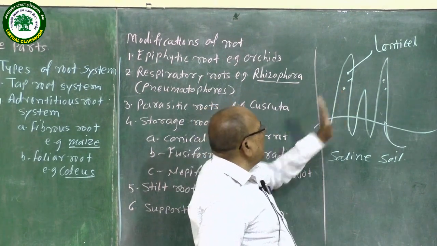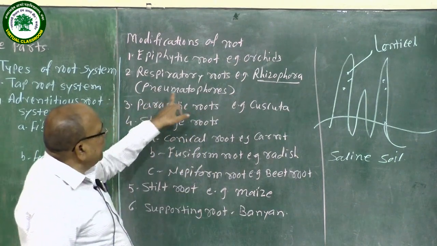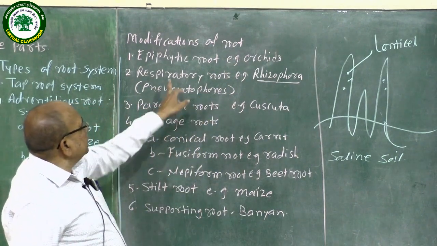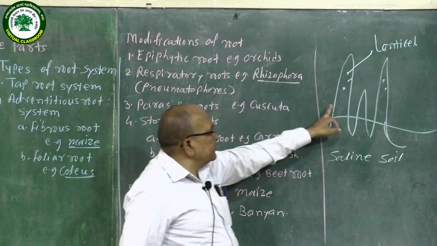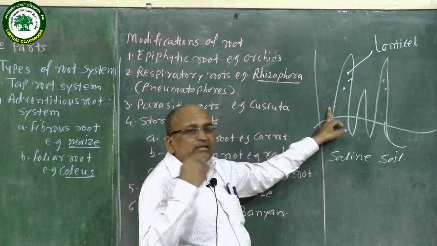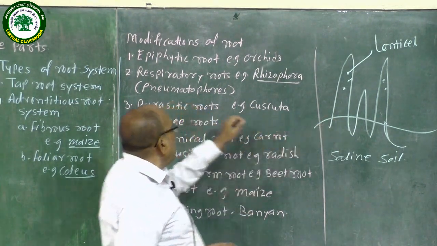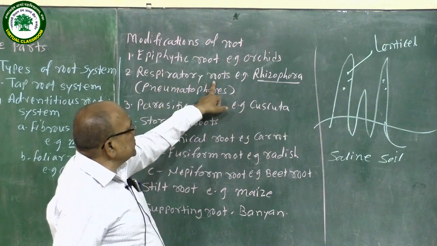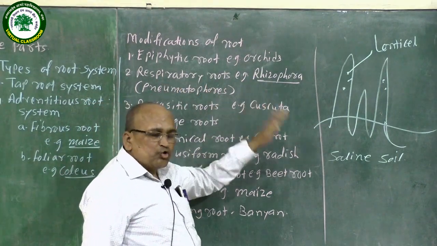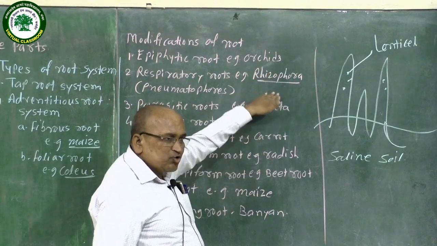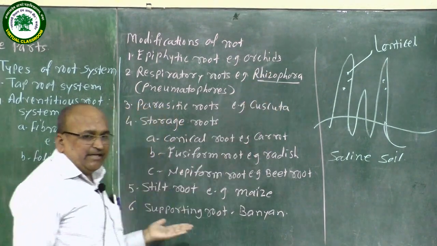Such roots are called pneumatophores, and these roots are modified only for respiration, so they are called respiratory roots. Examples are the roots of mangrove, Rhizophora or Avicennia.